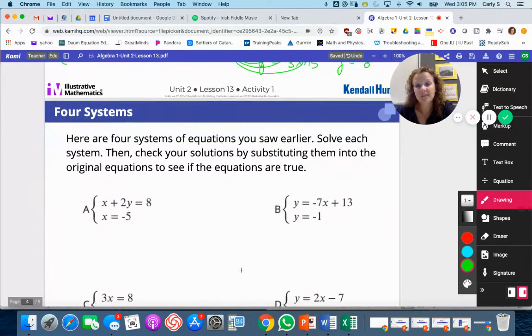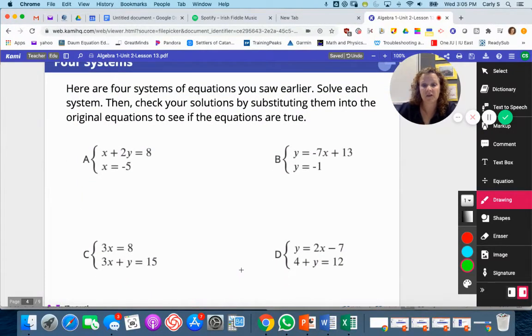Here are 4 systems of equations that you saw earlier. Solve each system. We're not going to solve graphically this time. Then check your solutions by substituting them into the original equations to see if the equations are true. So we're learning about solving systems of equations by substitution. So let's go ahead and substitute in from the easier, more simplified equation into the harder equation.